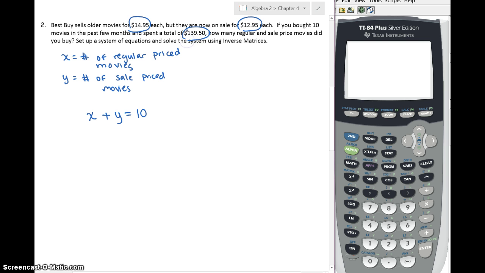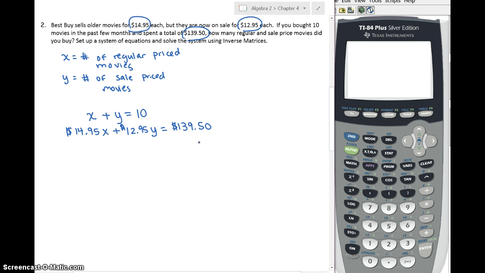Well, we also know that money stays together. And we know that the regular price movies that we got were $14.95 for each regular price movie, plus the $12.95 for each sale price movie equals the total amount that we paid. One thing that we recognize in math is that same units tend to stick together throughout the word problems and throughout the equation.